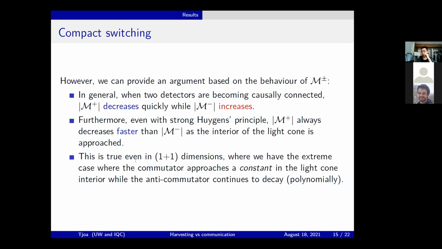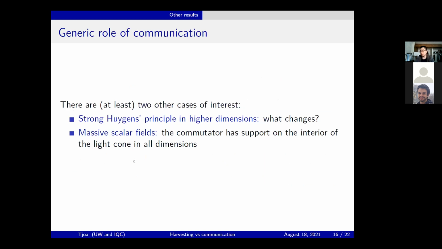So this is going to be common. But let us be more explicit. There are two other cases of interest, at least at this point, that we need to get rid of. One is, what happens when you are in higher dimensions?